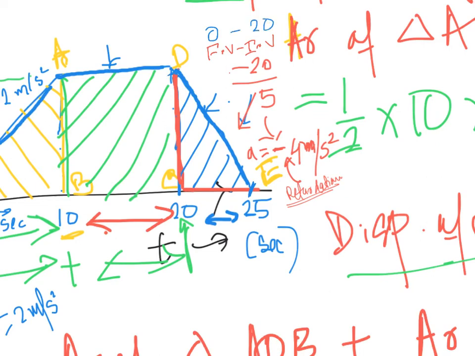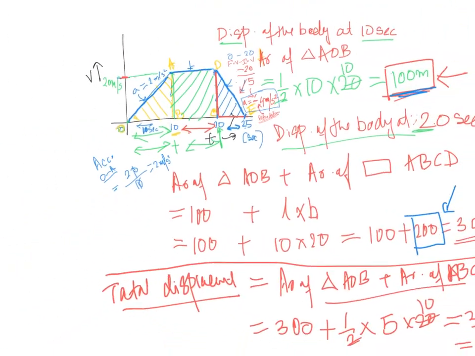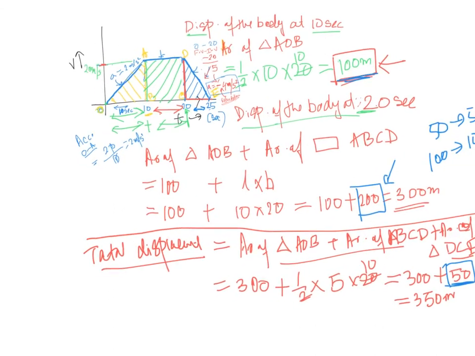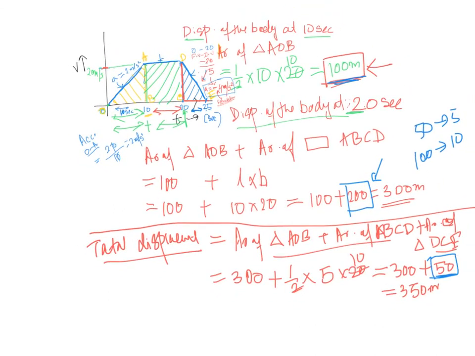But time can never be negative. 25 minus 20, which is 5, so the time is 5. I have got this minus 4 meter per second square. The significance of minus is it is retardation. That means something is reducing. So this kind of question will come in your exam from the velocity time graph.